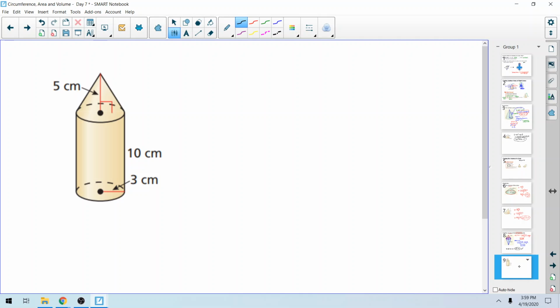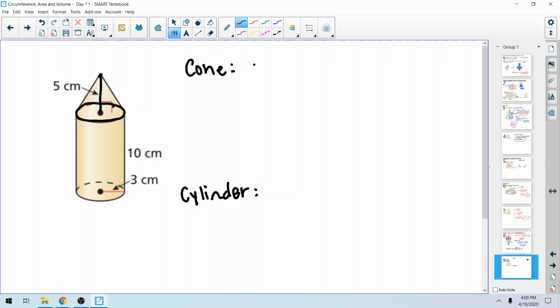Last one, find the volume of the composite solid. So I'm going to start with the top. On the top, we have a cone. On the bottom, that's not a cone. That's a cylinder. But we've been doing cones, so let's start with the cone. So volume of the cone, area of the base times the height divided by 3.